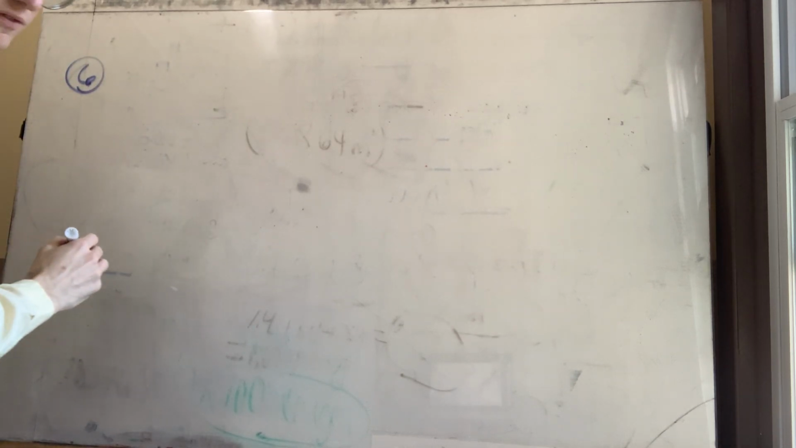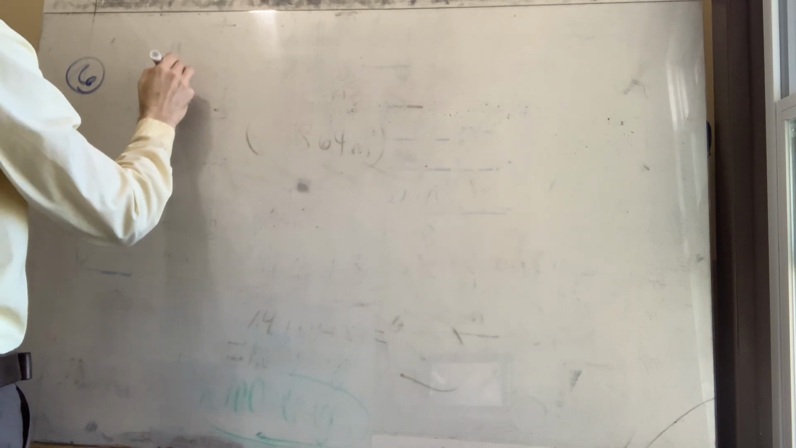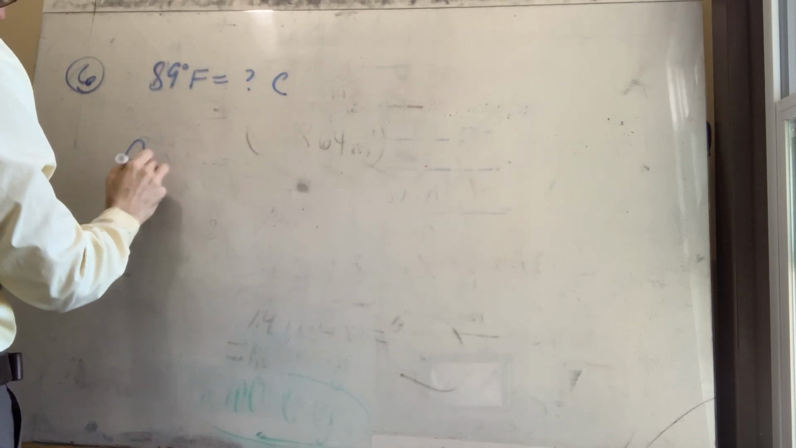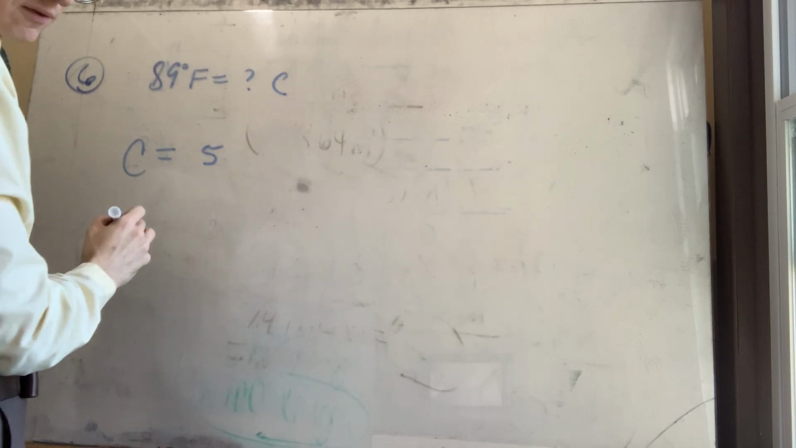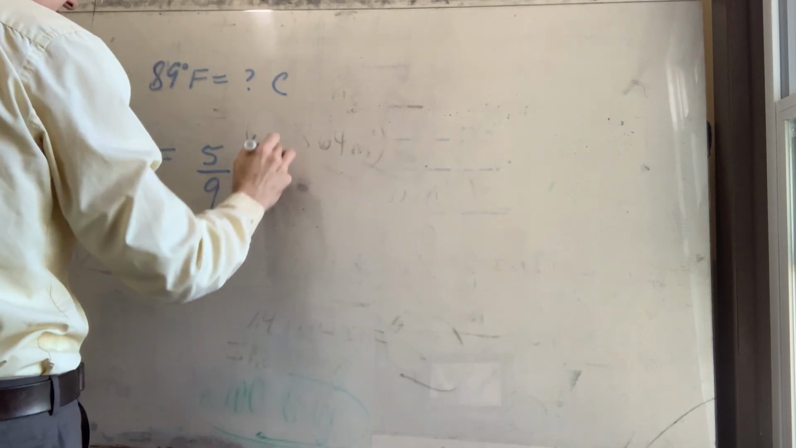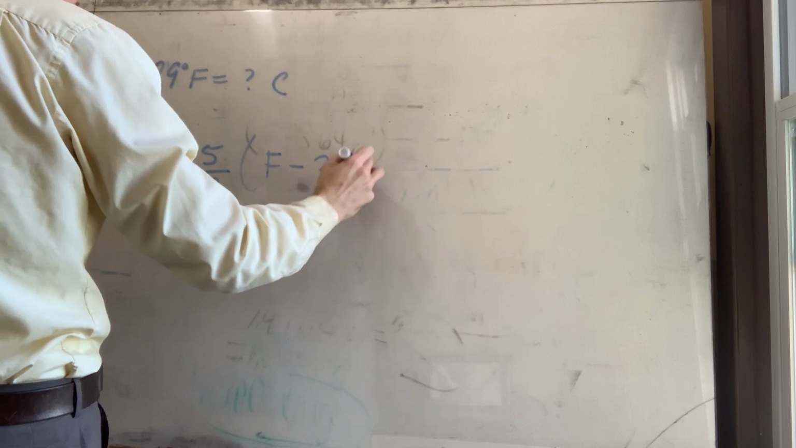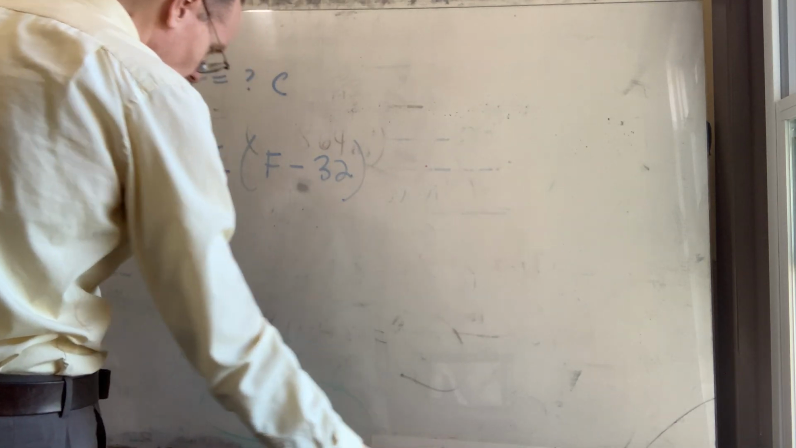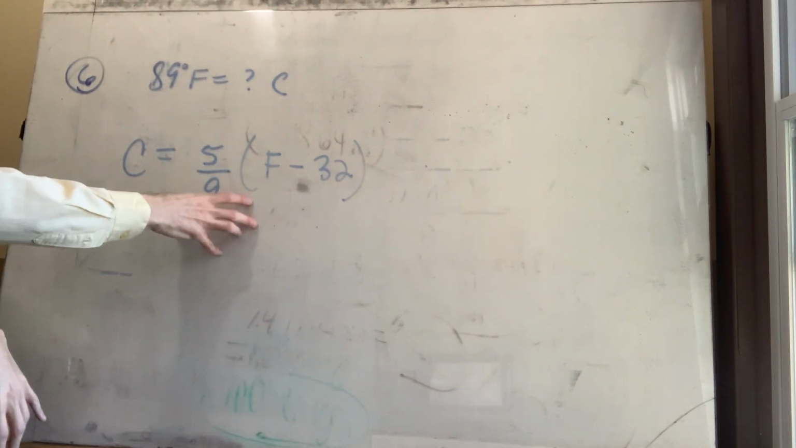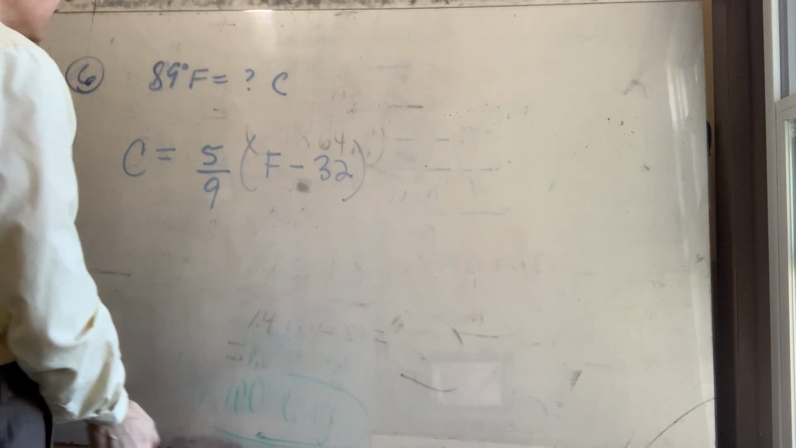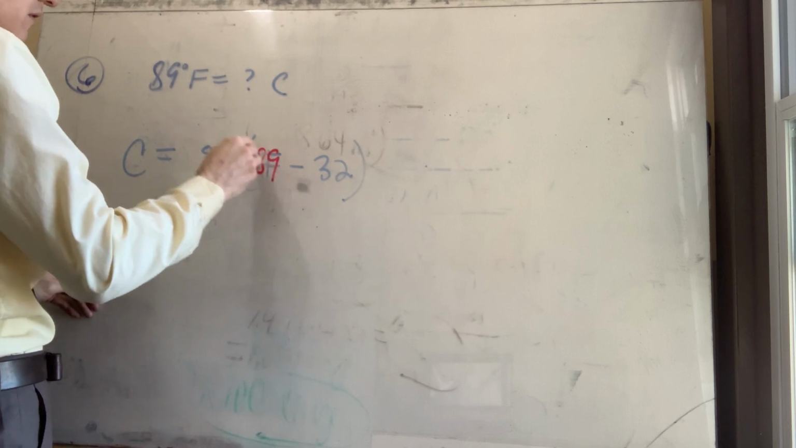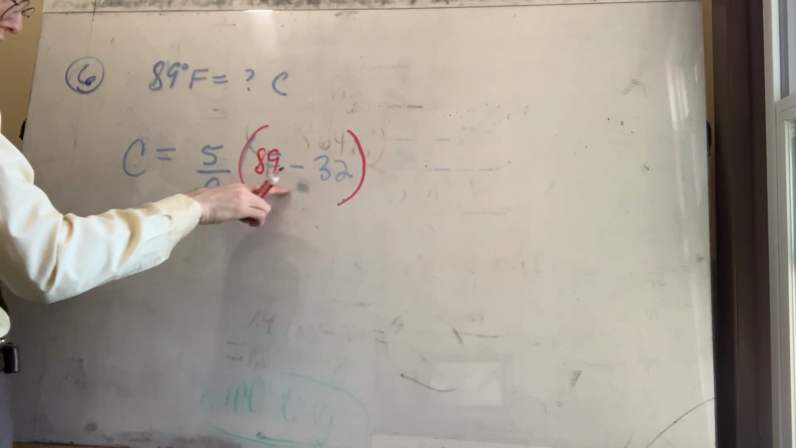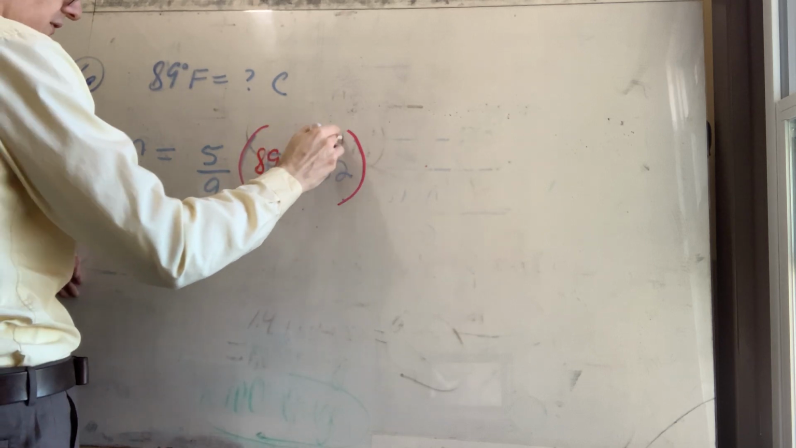This is what you have to convert: 89 degrees Fahrenheit to so many degrees Celsius, and this is our formula: 5/9 times (Fahrenheit minus 32). You can just superimpose the information into the formula. So 89 would go here. Because of the order of operations, there's a parentheses here on purpose.